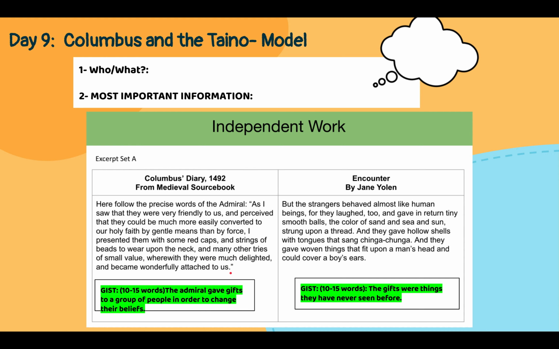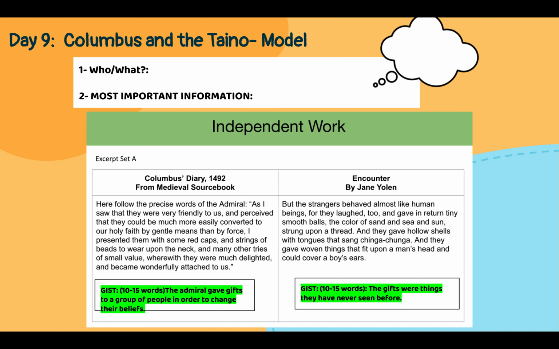So after reading that section of the text, we want to think about, who or what is this mostly about? Well, it's the Admiral talking about a group of people. Then we want to think about, what is the most important information we receive about that who or what? So in this case, what is the most important information that we receive about the Admiral and the group of people?